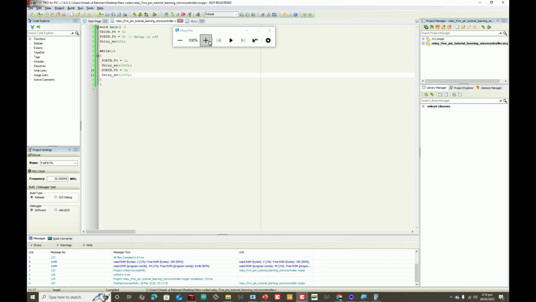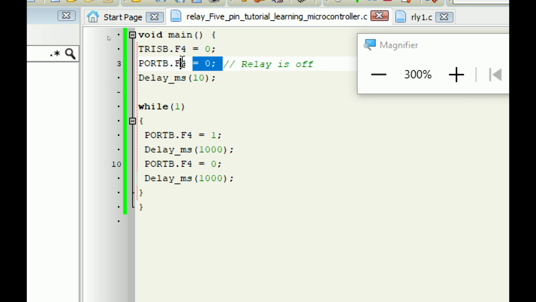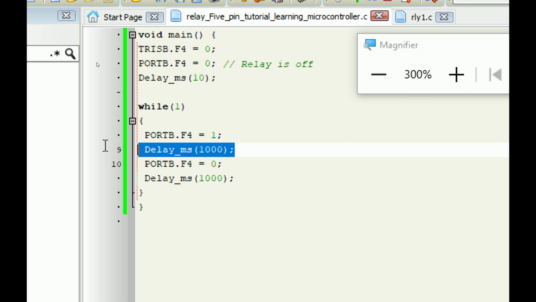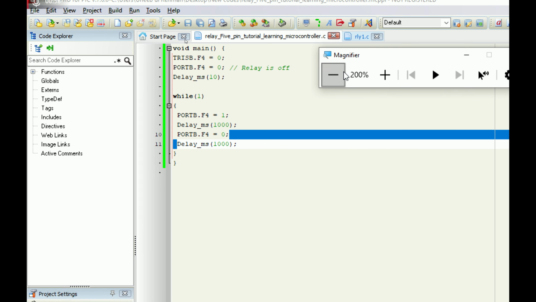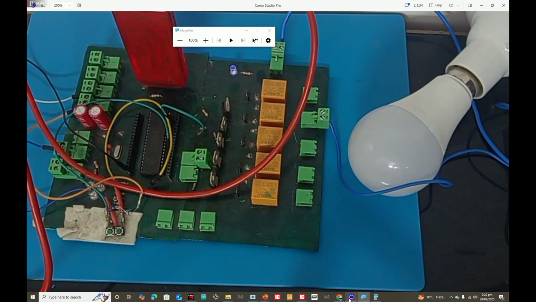And for the programming, I've just used a simple pin number B4. I initialized the pin, then I turned it on for 1 second and then turned it off for 1 second, and then it's a forever loop. So this is giving us this result over here.